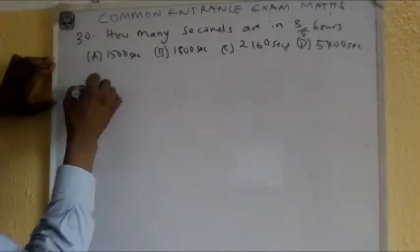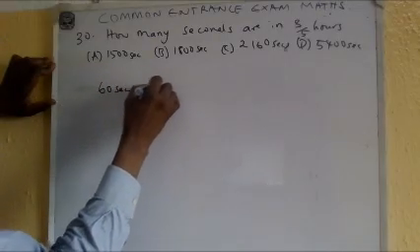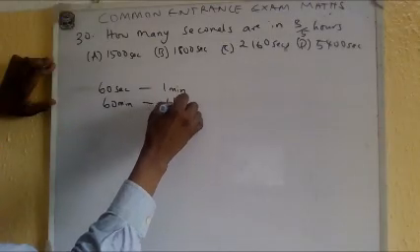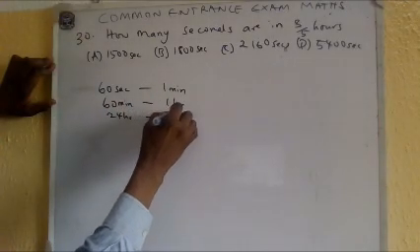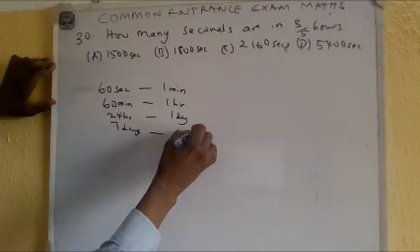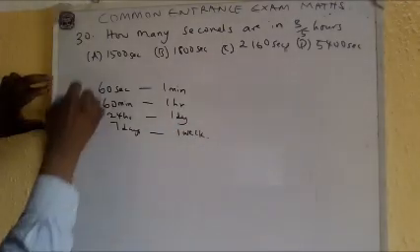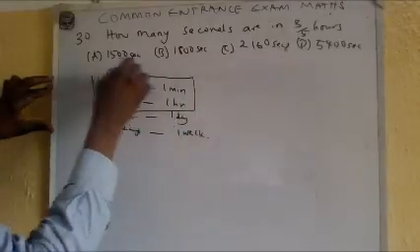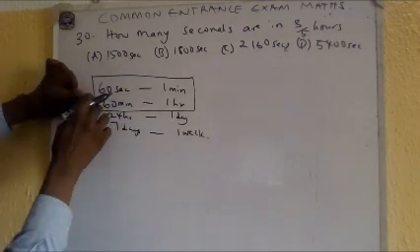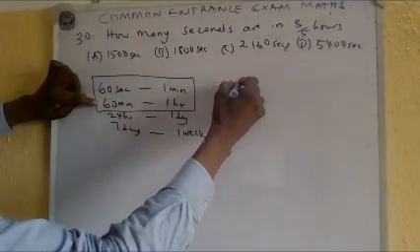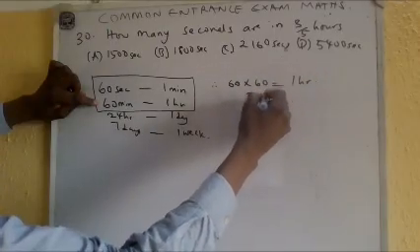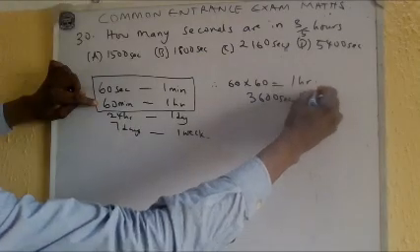So your conversion: 60 seconds make 1 minute, 60 minutes make 1 hour, 24 hours make 1 day, 7 days make 1 week, and so on. You know those ones. We are working on this one. 60 seconds make 1 minute, 60 minutes make 1 hour. So how many seconds make 1 hour? It is 60 times 60, which is 3,600 seconds make 1 hour.